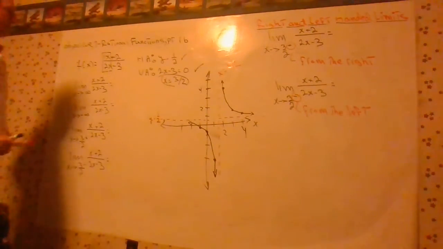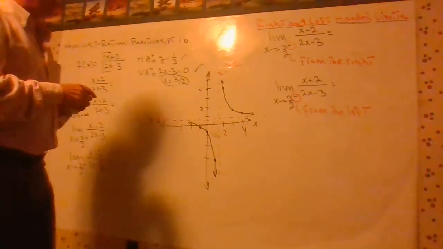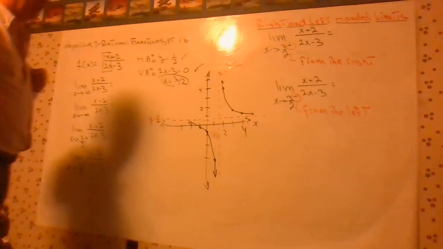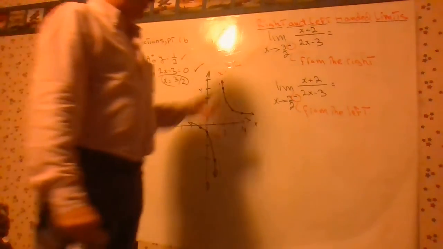Objective 7, Rational Functions, Part 1b. We're going to talk about right and left-handed limits here. We've already talked about limits in the past, but an important calculus concept is a right and a left-handed limit.